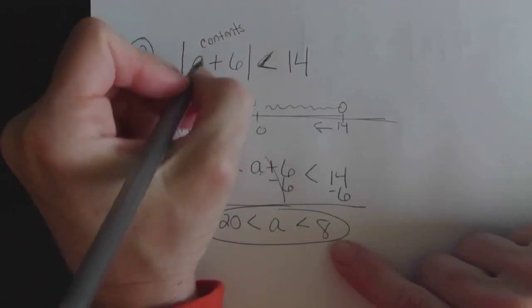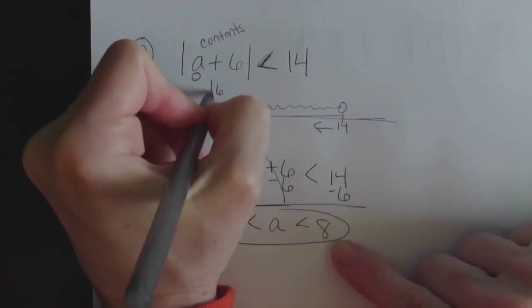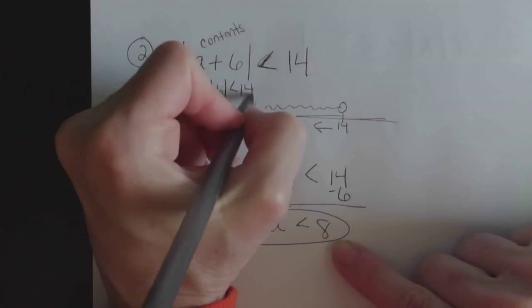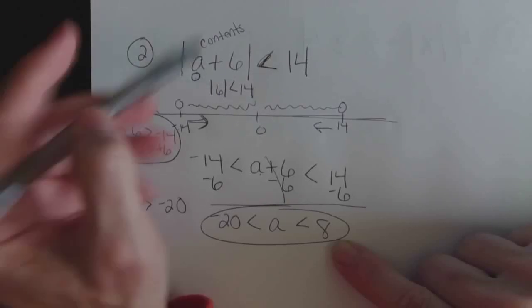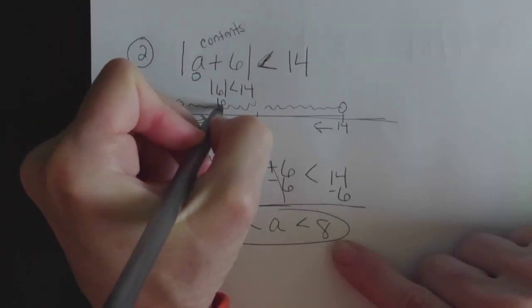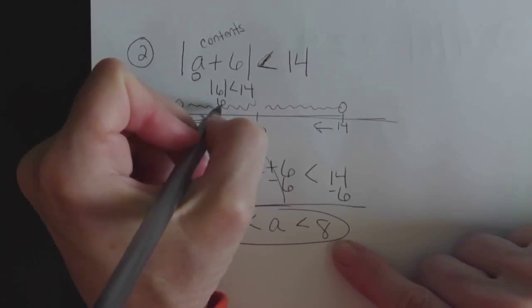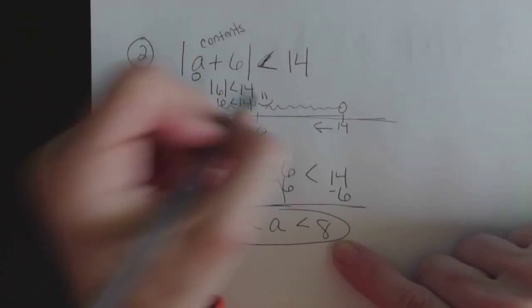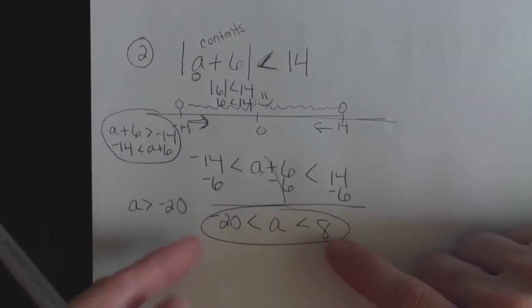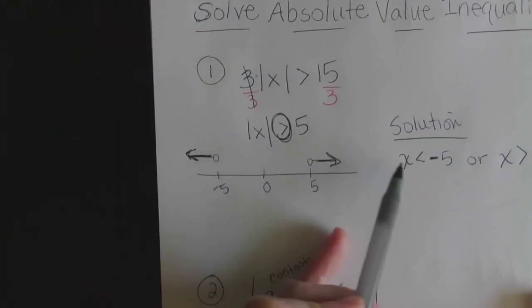Maybe you think, 0. Zero's in there. So float a 0 up here. If you put a 0 here, 0 plus 6 is 6. So then you have the absolute value of 6 is less than 14. What's the absolute value of 6? Well, the absolute value of 6 is 6 because the number 6 is 6 units from 0 on the number line. And then you ask yourself, is 6 less than 14? Yes. So any number you choose between here and here is going to make this work.